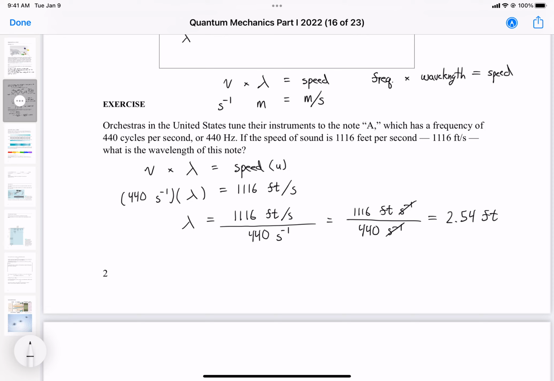All right. So that's all about waves, calculating frequency, speed, and wavelength. So in the next video, we'll start talking about electromagnetic radiation. All right. So I'll see everyone in the next one.